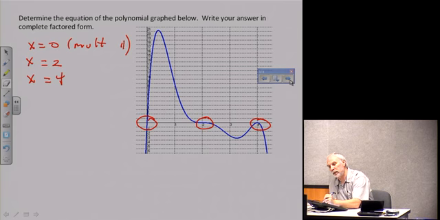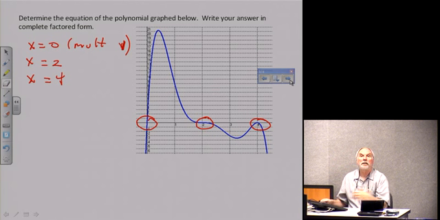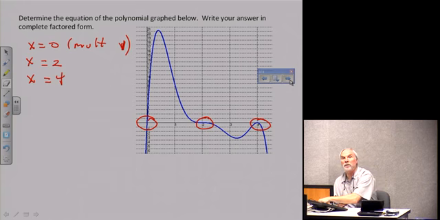I'm just going to write the letters MULT for multiplicity. Take a look at our x-intercept at x equals 2. Notice our graph comes down and does that sideways crossover and then comes down again. When our graph does that sideways crossover and comes down, that's acting like a cubic. And so at x equals 2, our graph is acting like a cubic function. This has multiplicity 3.